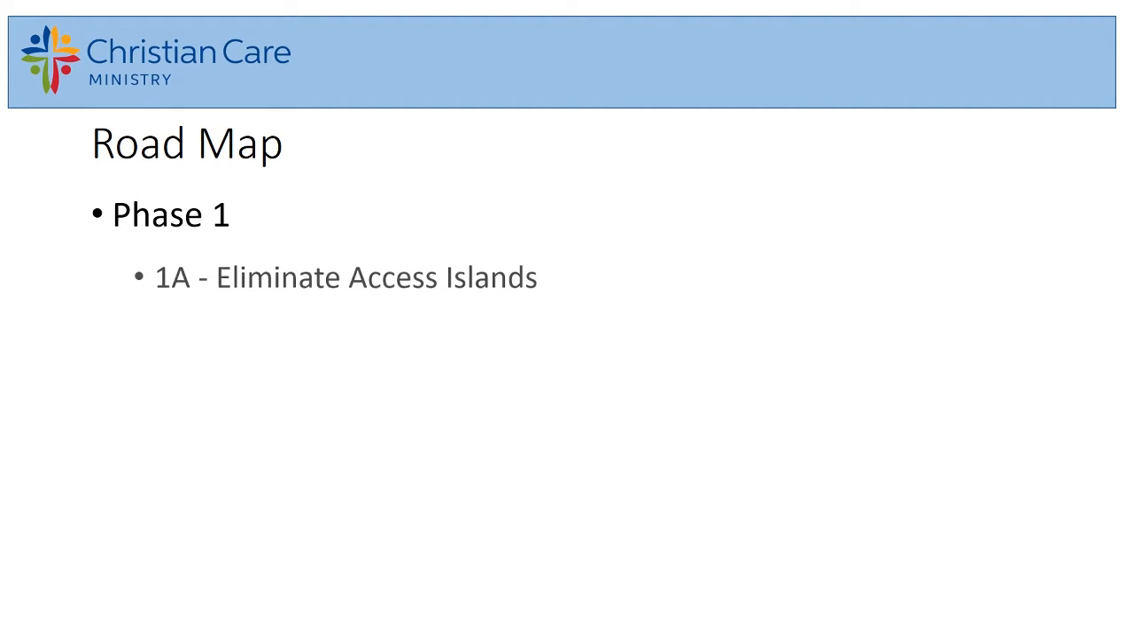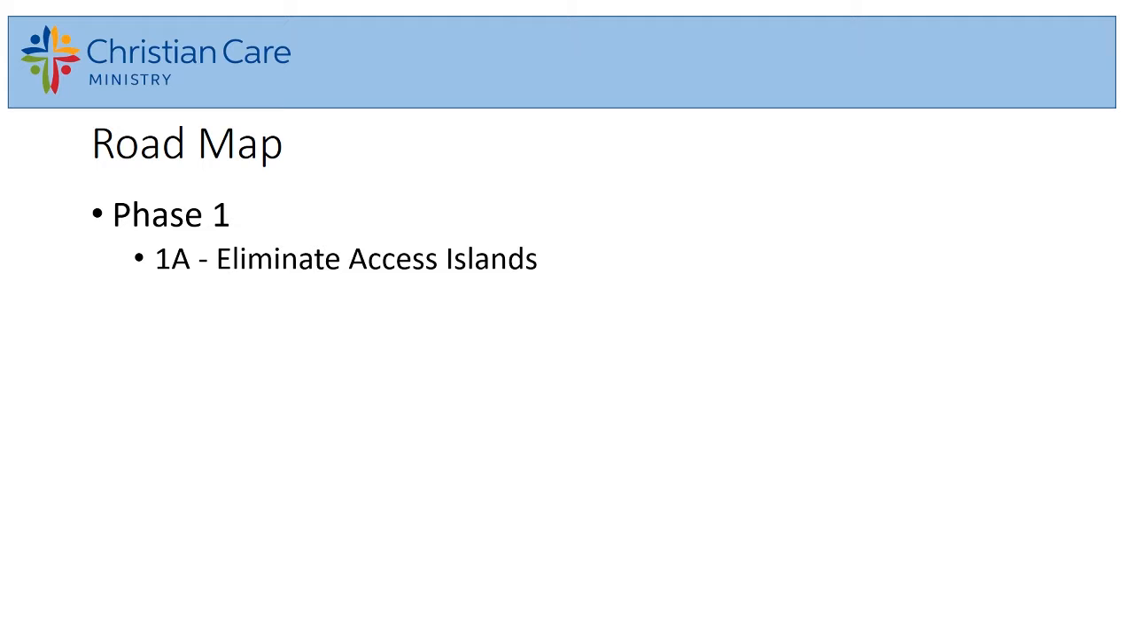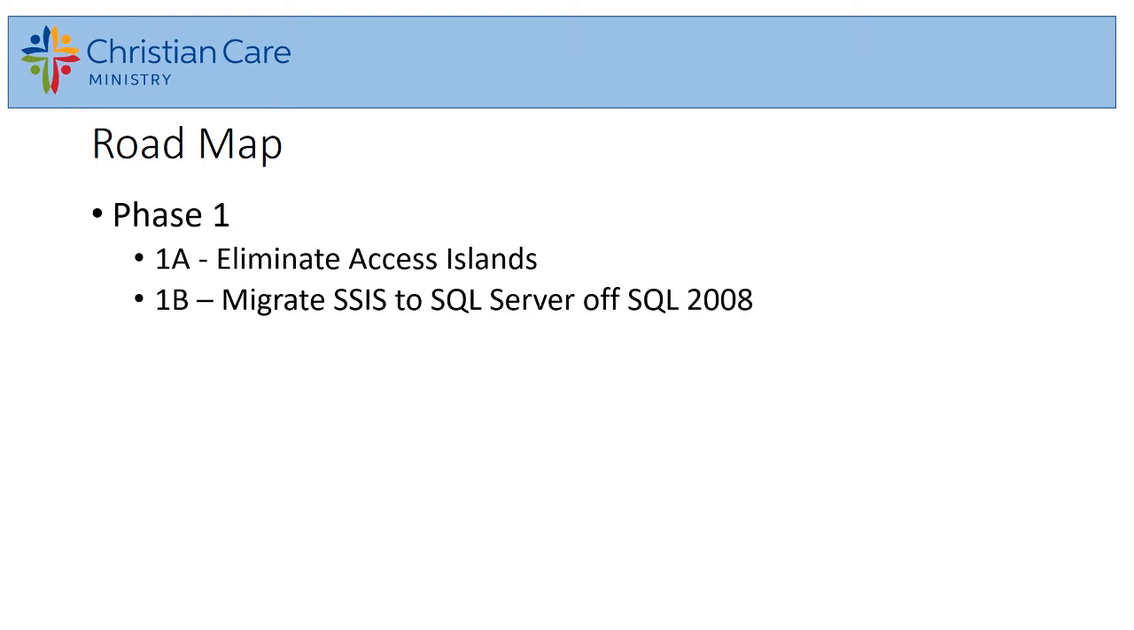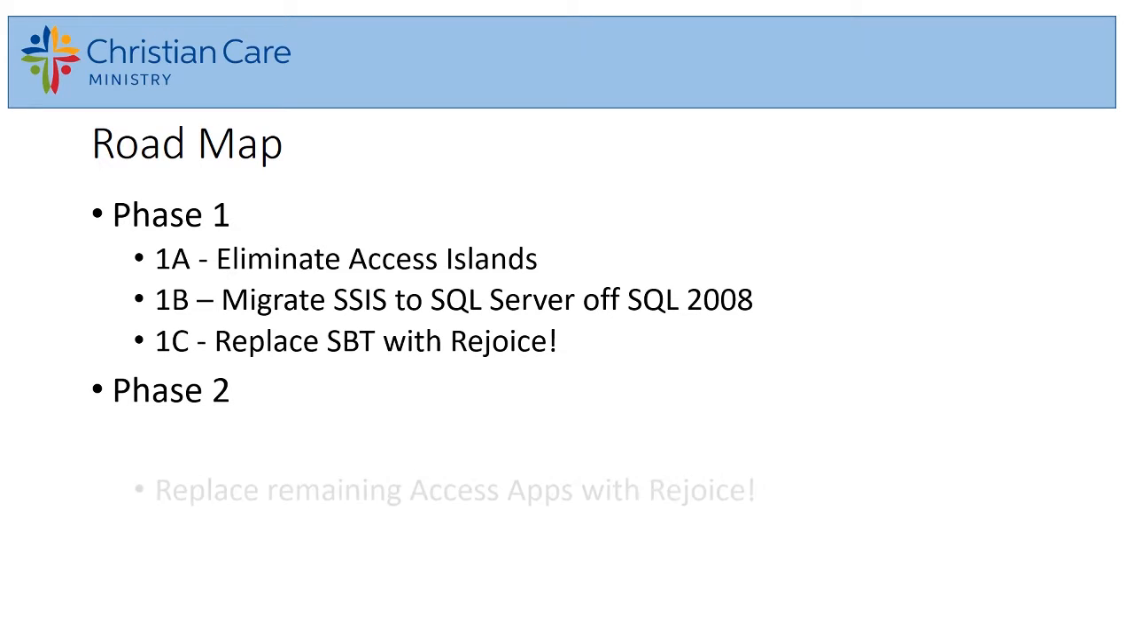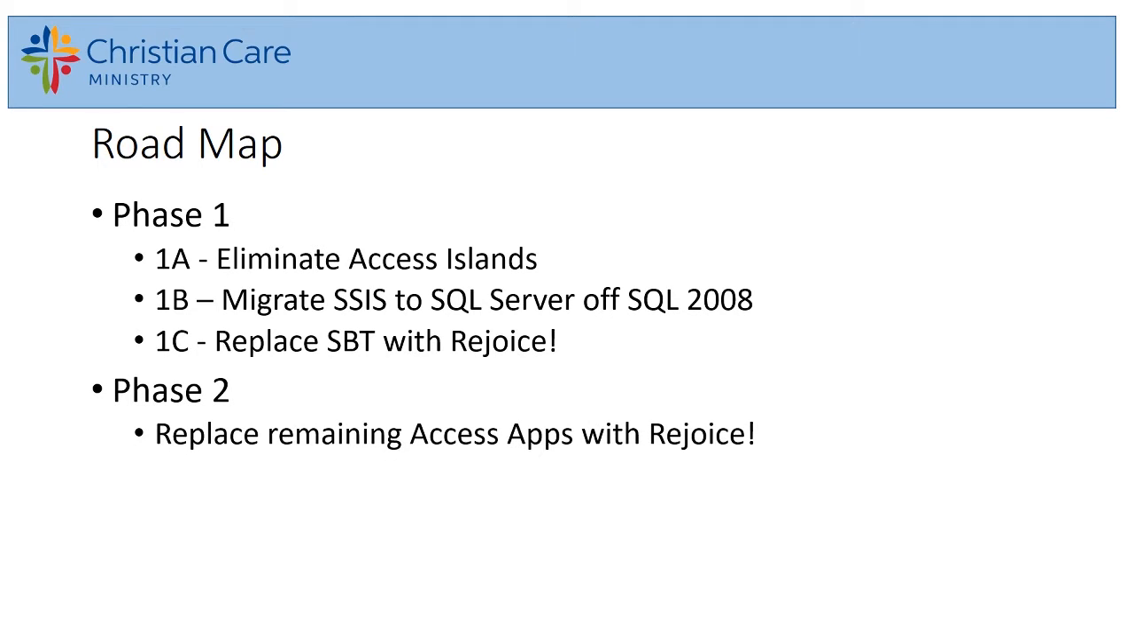Phase 1 has 3 parts. The first one is to eliminate Access islands. The second part is to migrate SSIS to SQL Server off of SQL Server 2008. Third is to replace SBT with Rejoice. In phase 2, we will replace the remaining Access apps with Rejoice. And in phase 3, we'll begin to refactor the database.